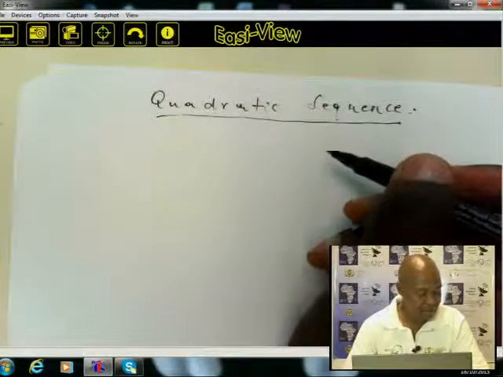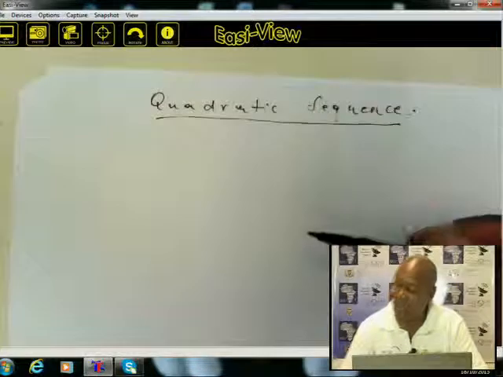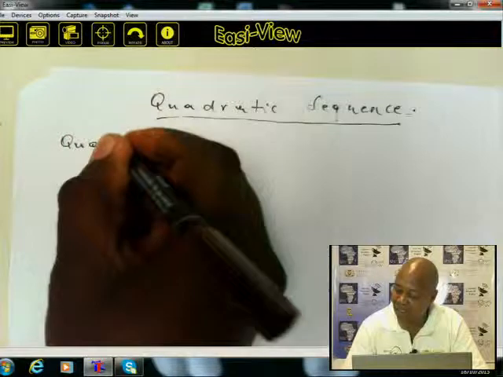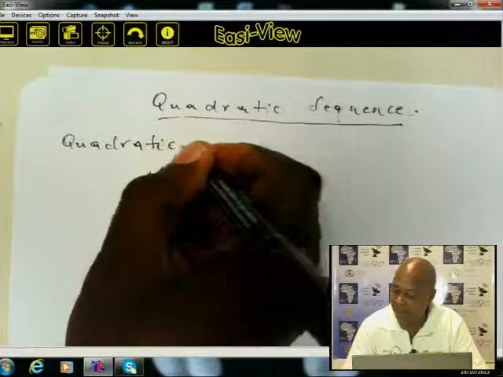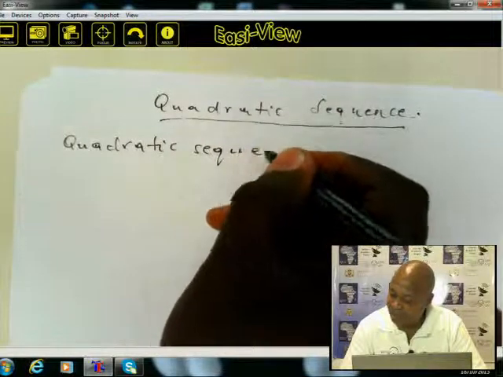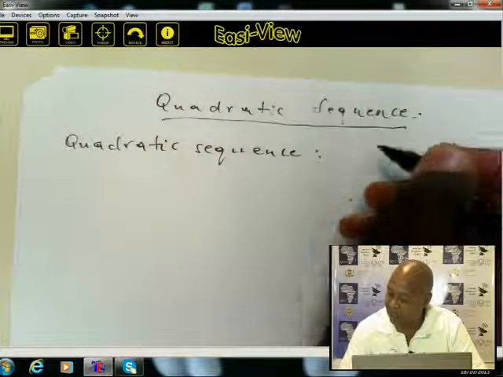Good morning, learners. We are going to start today with what we call a quadratic sequence. This is a revision of something that is going to come out in the exams. And let's understand what we talk about when we talk about the quadratic sequence. Now, in a quadratic sequence, what is important is that the second difference is constant.